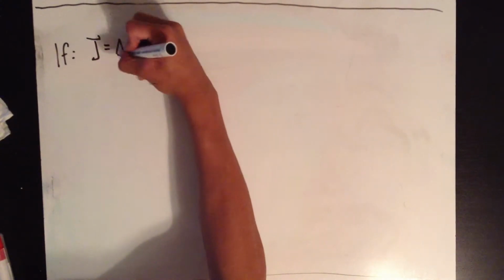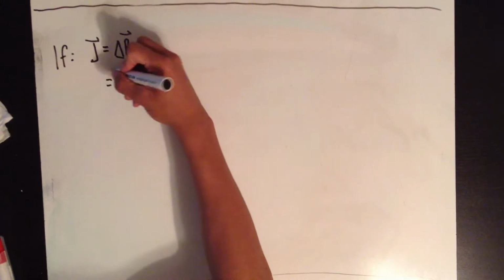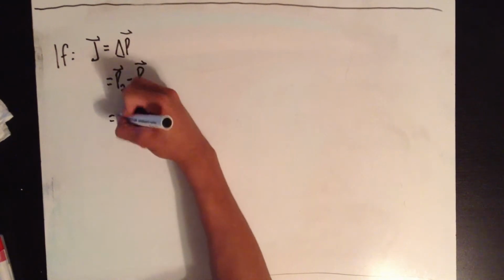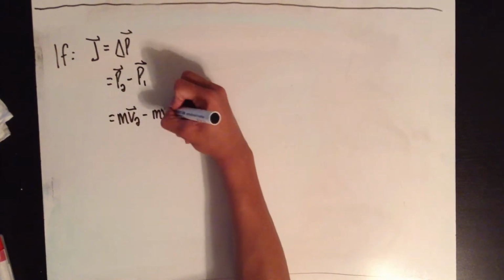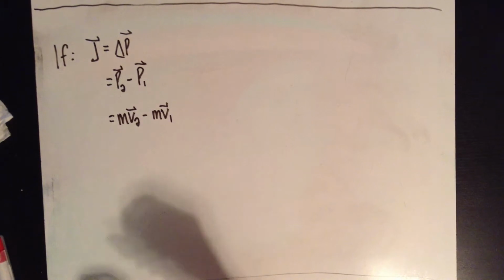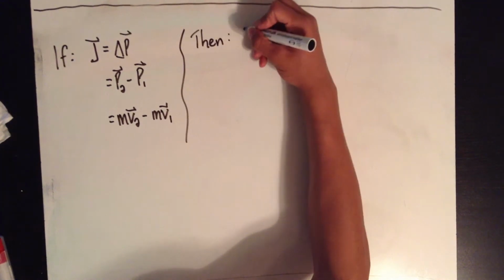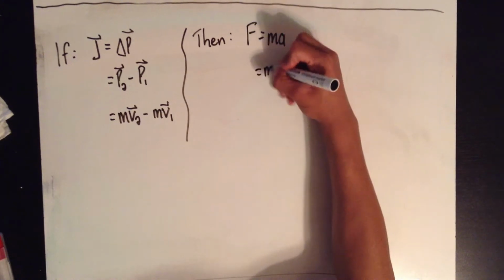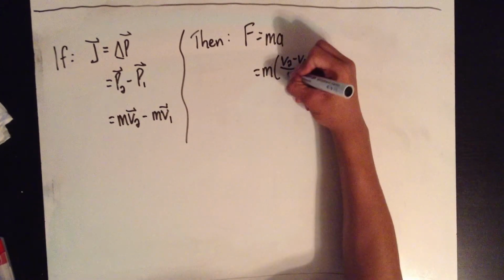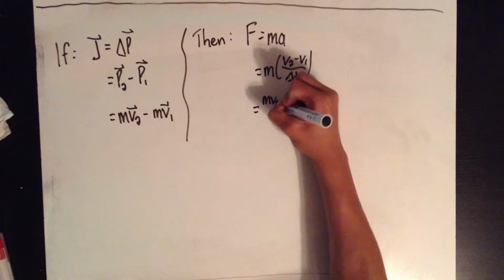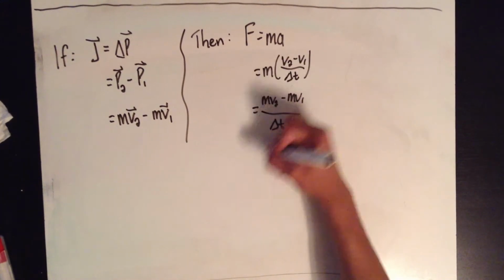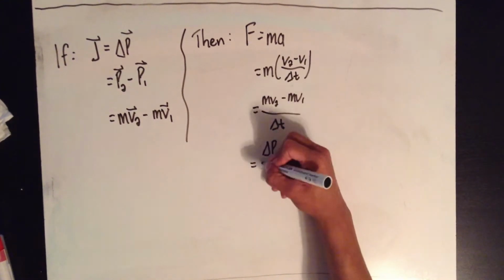So, since J, which is impulse, equals delta P, a change in momentum, then P2 minus P1 equals mv2 minus mv1. So what Newton would have used is F equals ma, but instead of acceleration, v2 minus v1 over delta t would have been subbed in.